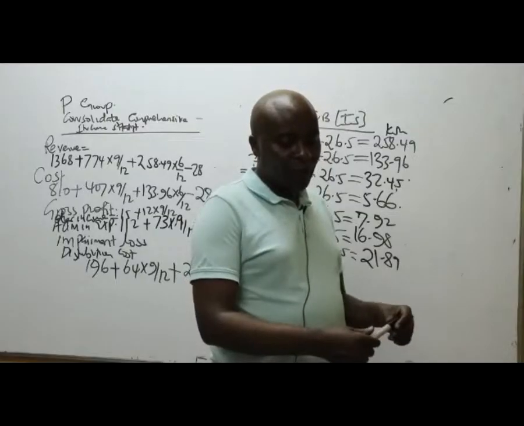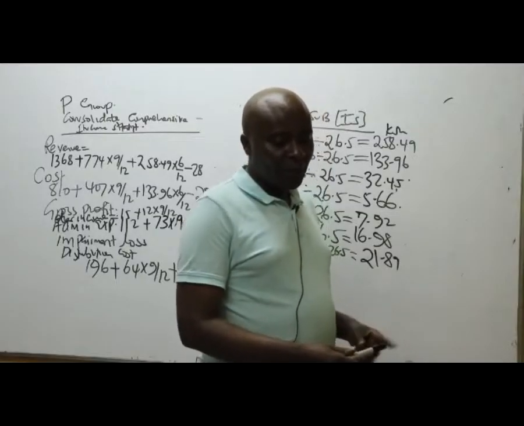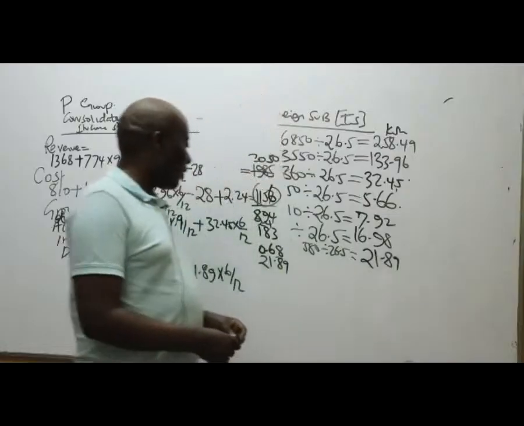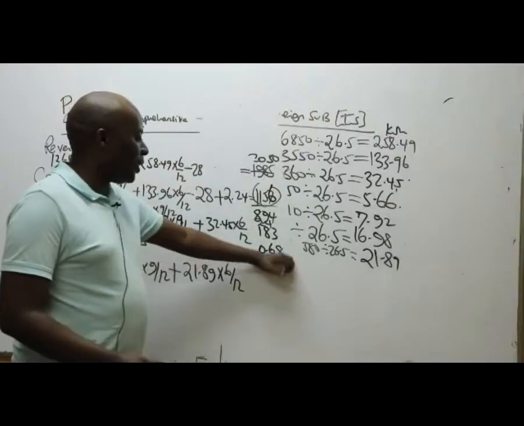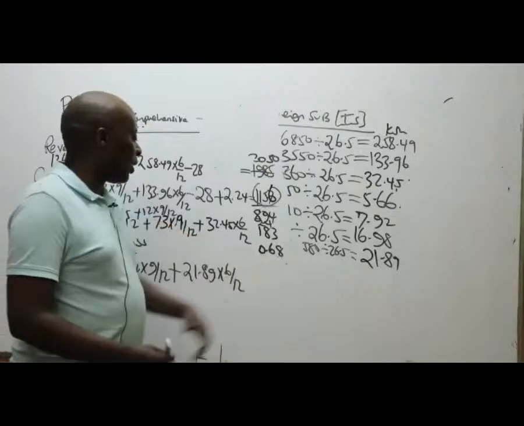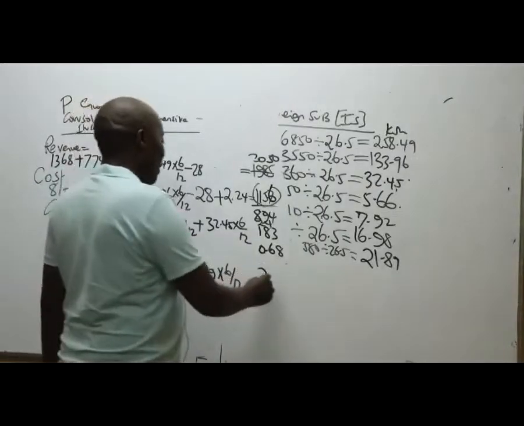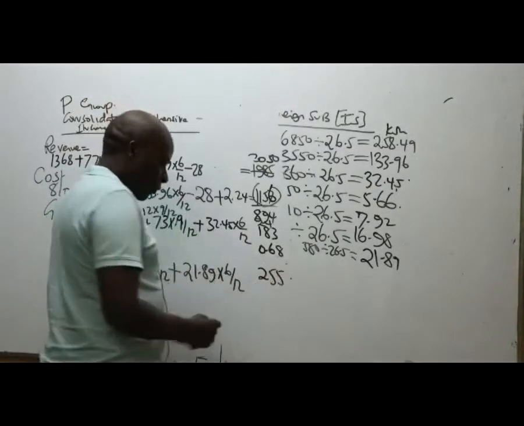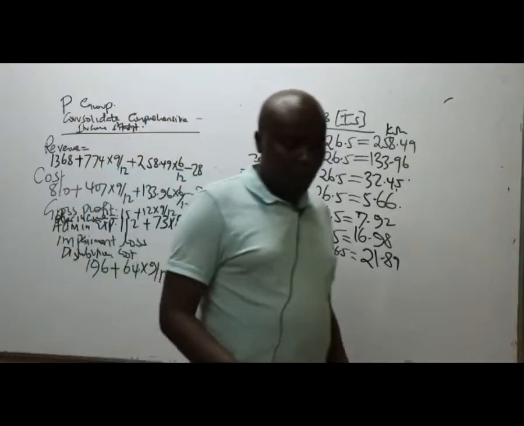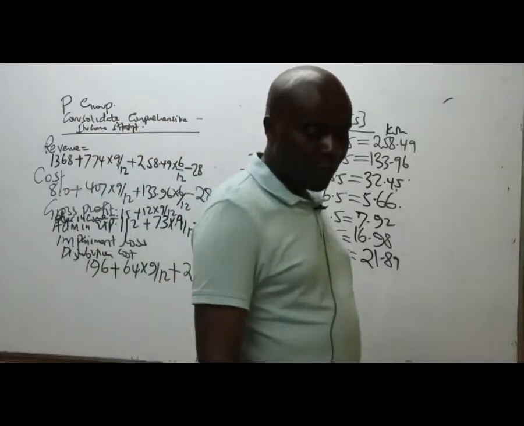Is it correct? 255. So I'm being told that distribution cost is 255. Oh, it is 255, like that. Thank you very much. Ladies and gentlemen, please, let's continue that way.